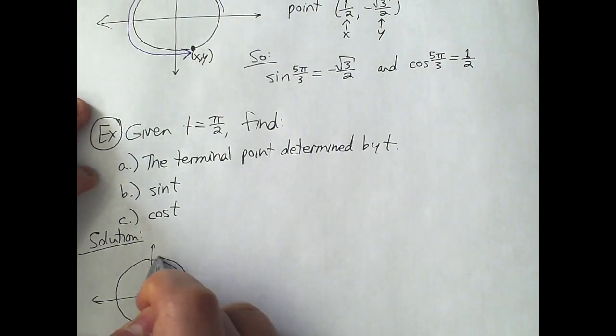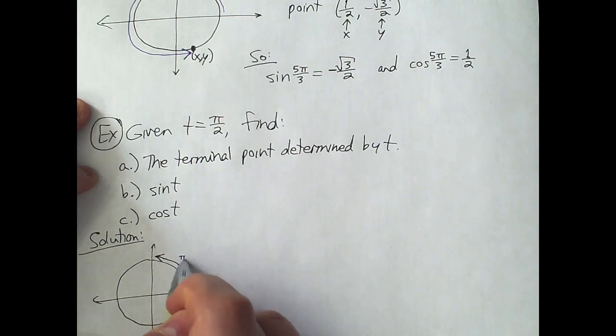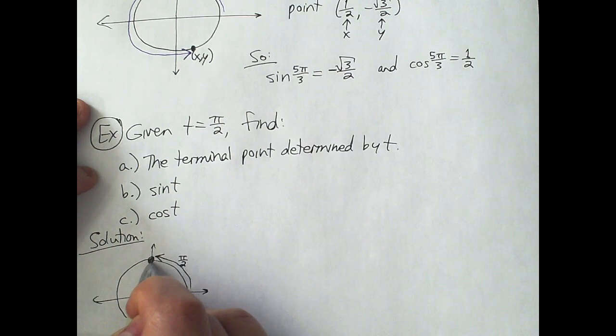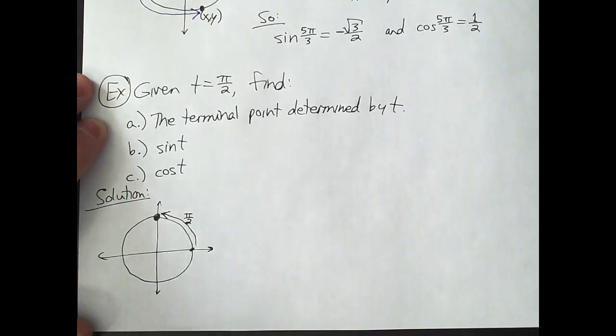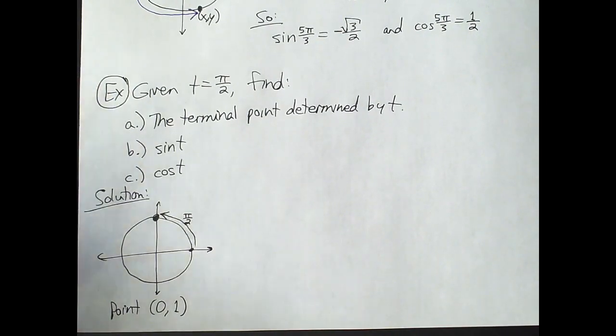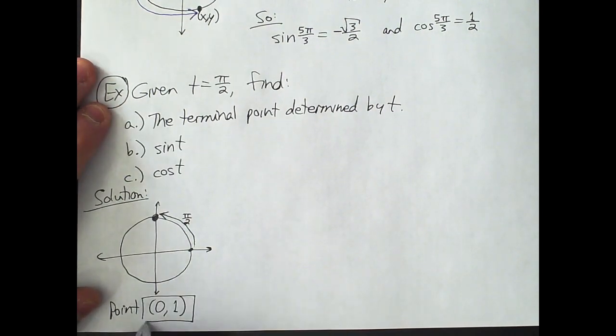Going pi over 2 would go this far. That's how t equals pi over 2 looks. It takes us to here, and that takes me to the terminal point, 0, 1. We did it last time. We also said that's going to be one of the common terminal points that I believe was on our little table of common values. So let's put a box around that. That's the answer to part A.